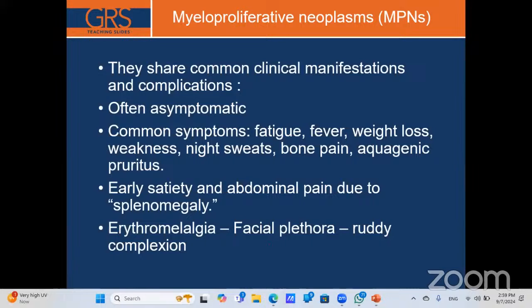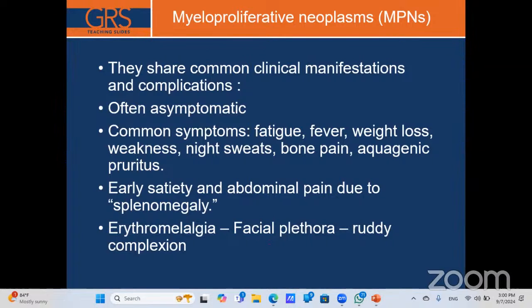Actually, myeloproliferative neoplasms share common clinical manifestations and complications, ranging from the patient being asymptomatic and discovered accidentally during the laboratory workup, to mild symptoms like fatigue, fever, weight loss, weakness, night sweats, bony aches, and aquagenic pruritus, which means itching or burning sensation after a warm shower or bath due to increased basophils and inflammatory cytokines.